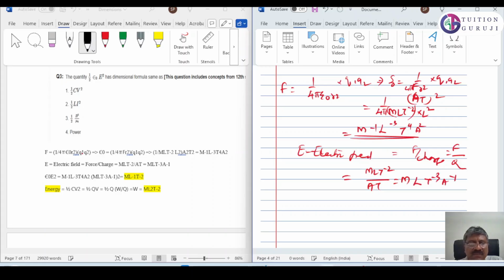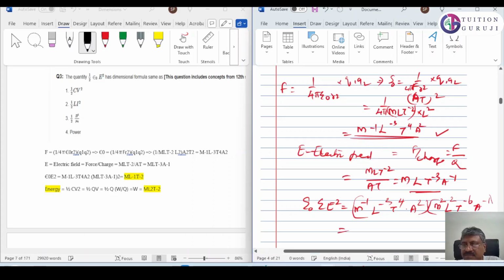Then when we calculate epsilon 0 E square, epsilon 0 we have already found here. It is M raised to minus 1 L raised to minus 3 T raised to 4 A square, into E, and when the square is taken, M square L square T raised to minus 6 A raised to minus 2. So what will we get?